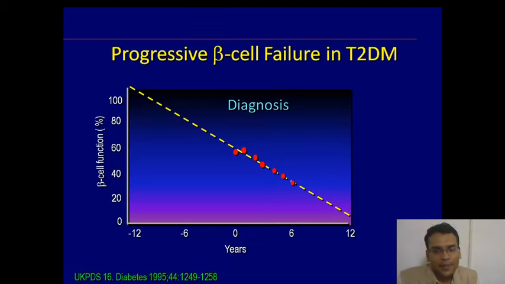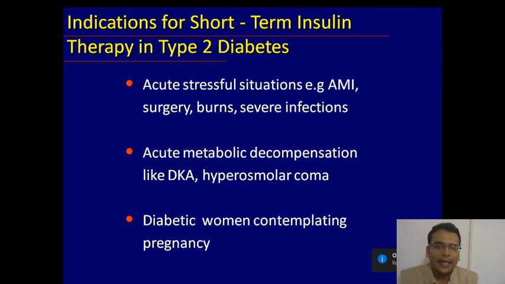We know that diabetes is associated with progressive beta cell failure, and this slide shows that beta cell function is already affected when a person is diagnosed with diabetes, and progressively it decreases. So by 8 to 10 years after diagnosis of diabetes, beta cell reserve is minimal, and most persons with progressive beta cell failure and long standing diabetes may not be able to have that good a glycemic control after acute metabolic decompensations like DKA or hyperosmolar coma, or in diabetic women who are planning for pregnancy, where you require much more stringent glycemic control.